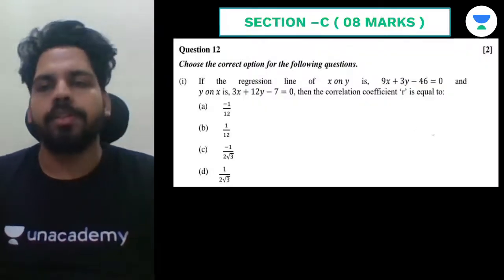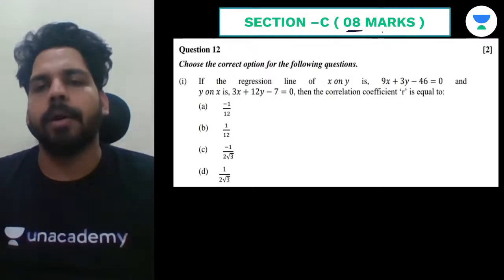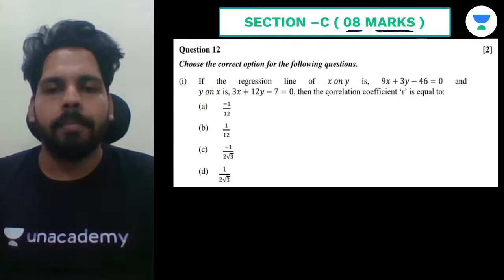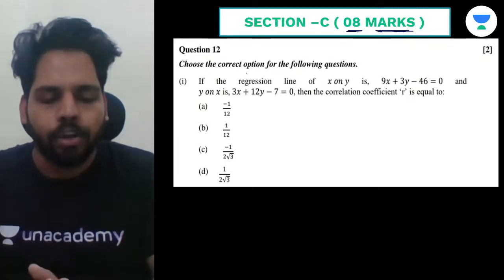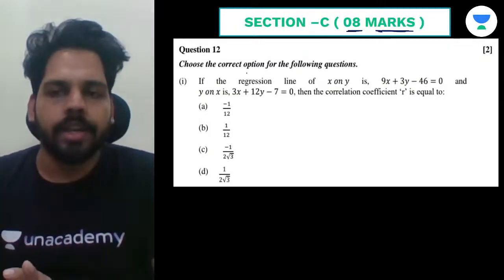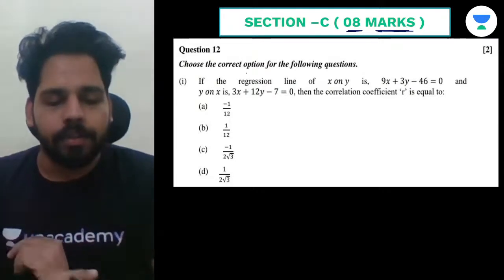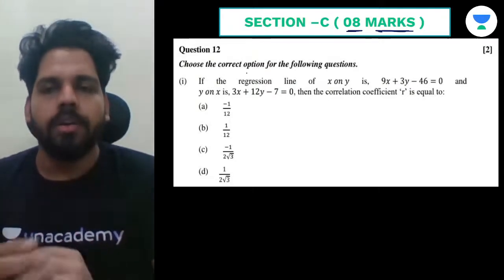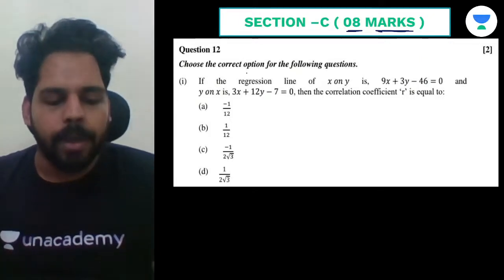So here we go with the 12th question, which is of section C, and section C is of 8 marks. Just keep in mind, in this section C there will be topics like linear programming, correlation, regression, application of integral. These types of questions will be related to statistics and analysis.